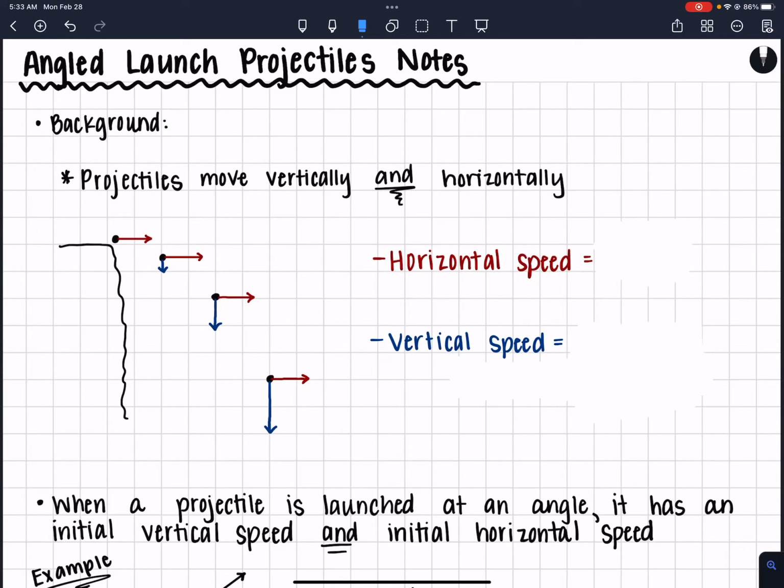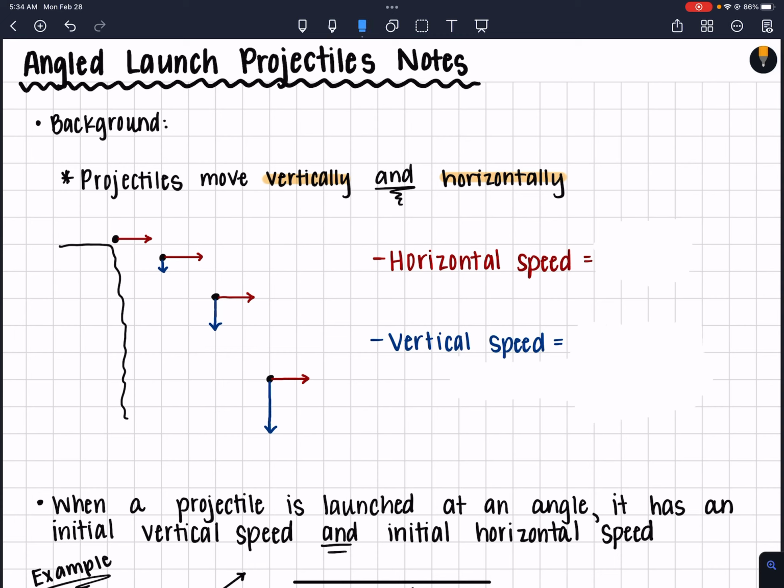All right, this video is part one of the angled launch projectile notes. Before we get started talking about projectiles that are launched at an angle, we need to review some background. Projectiles move in two directions. They move both vertically and horizontally.